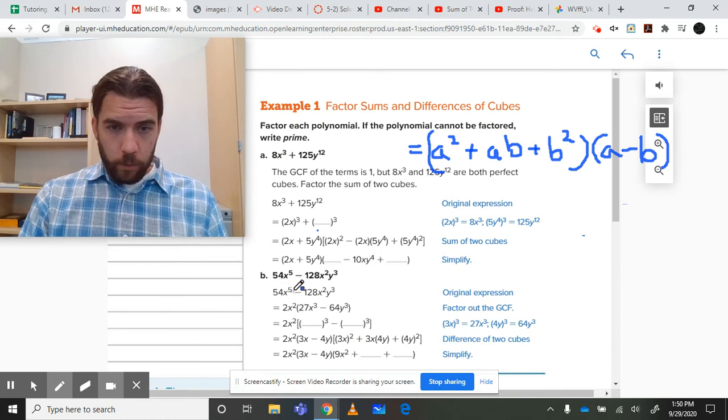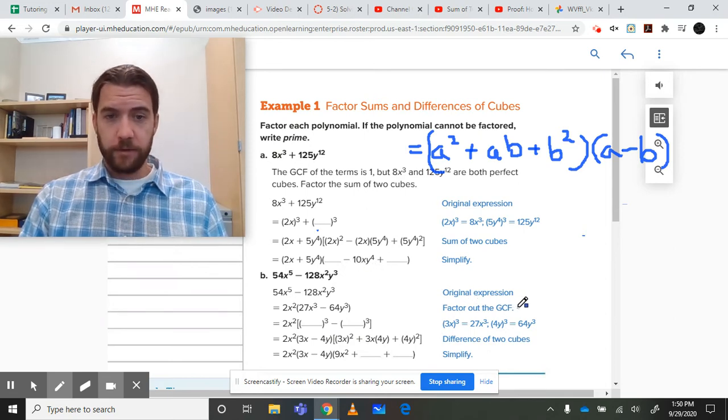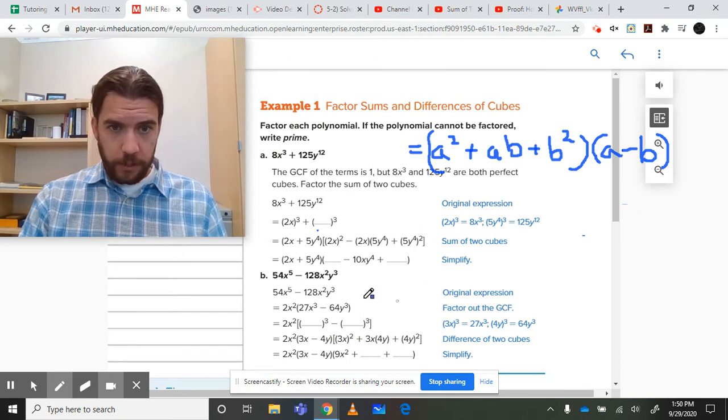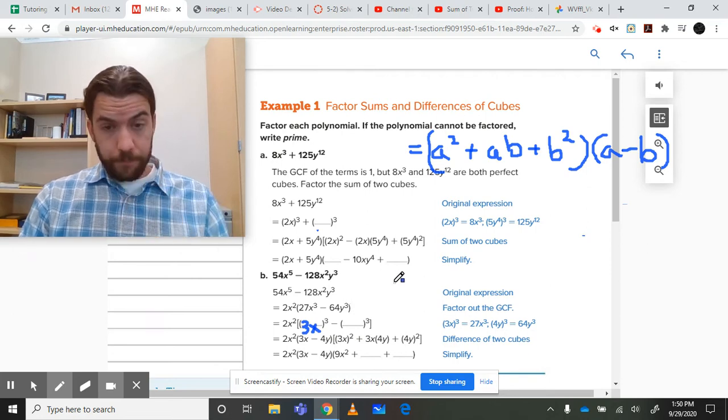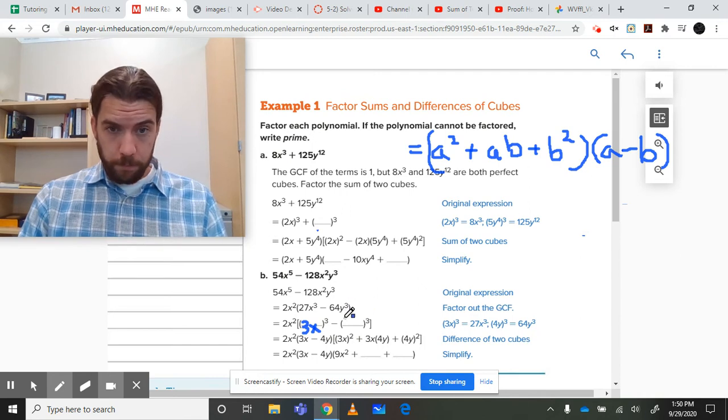Okay, so down here, we'd want to say we have 54x to the fifth minus 128x squared y cubed. First we're factoring out a greatest common factor, because if that's possible, we always do it first. So there is a factor of 2x squared that can be pulled out of both of these. That leaves us with 27x cubed, which is the same as the quantity 3x, all cubed. 64y cubed would be, what do we think that is? 4 times 4 is 16 times 4 is 64? Yep, so that would be 4y cubed.